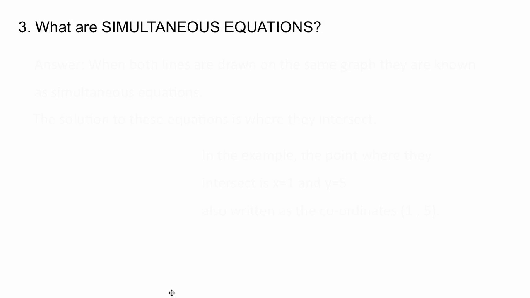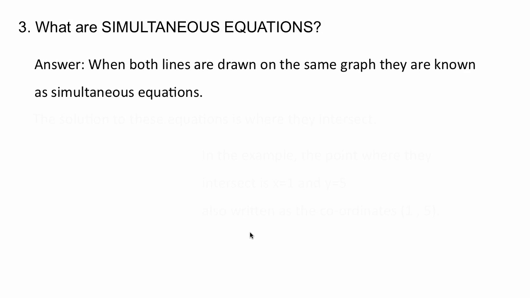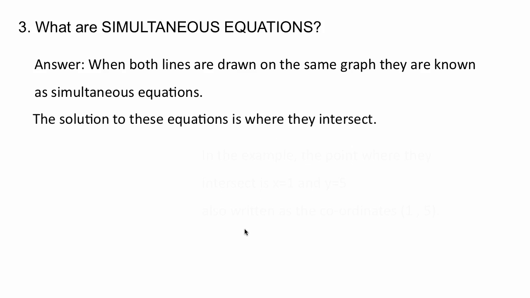So the next question is, what are simultaneous linear equations? And the answer to this is, when both lines are drawn on the same graph, they are known as simultaneous equations. And the solution to these equations is where they intersect.